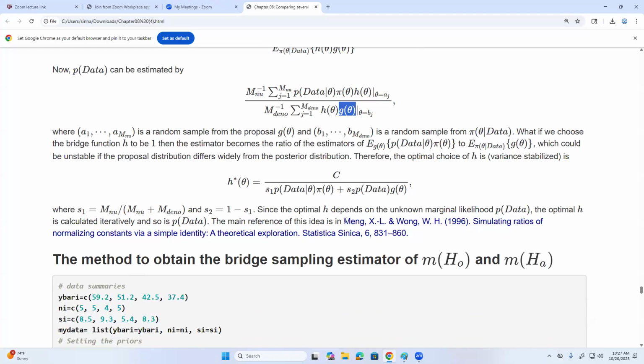And this is the interesting paper. The reference paper for this technique is given here, 1996, simulating ratios of normalizing constants via a simple identity. So in the Bayesian paradigm, if you want to do testing of hypothesis or want to get real evidence for your model, you must have the marginal likelihood. Now, you may say the Bayes factor is an approximation of the marginal likelihood. Yes, it is true, but it is not a very good approximation.